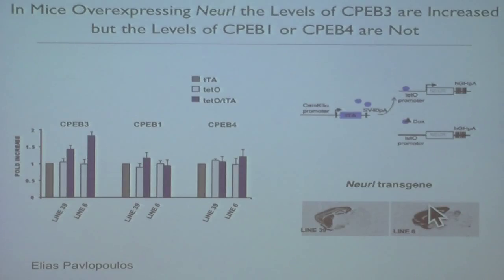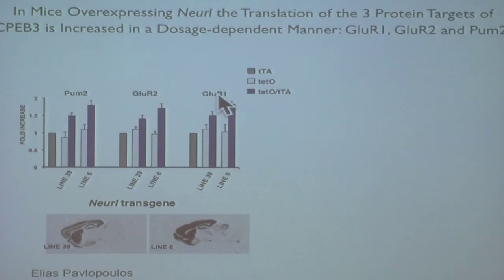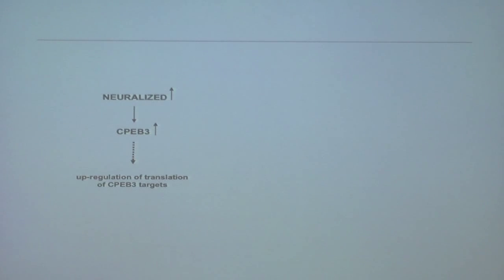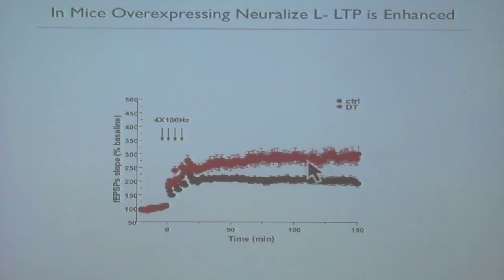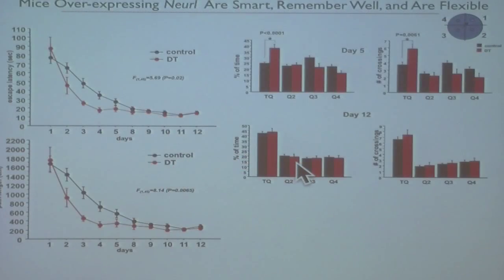So we have two lines in which we've overexpressed Neuralized, modest expression and severe expression. So we have a modest enhancement of CPEB3 in one line, a more significant expression in the other. And we have this in a tetracycline system. If we turn the gene off, this reverts to normal. We also see a systematic increase in the targets of CPEB3, Pumilio and GluA1 and GluA2, and again in a systematic fashion. If we now block CPEB3, we block this increase, okay? So dominant negative reduces GluA1, Pumilio, and tubulin. Mice overexpressing Neuralized show an enhancement of LTP, and the mice that overexpress Neuralized are smart as hell.